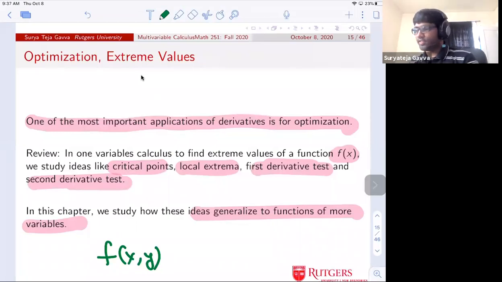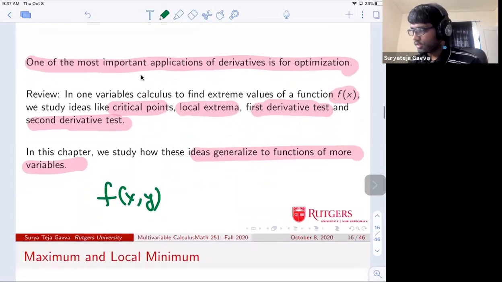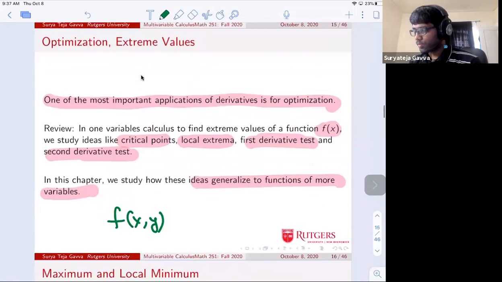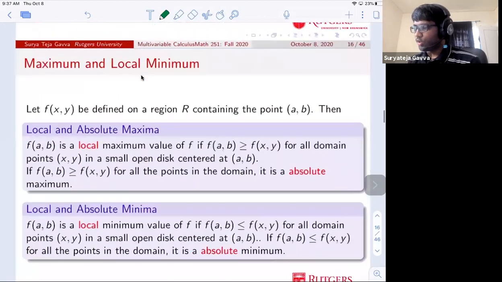In real life, there are too many things that a certain outcome will depend on, and you want to understand what is the best choice. You can think of x, y as the decisions that you make. So what choice of decisions will give me the best outcome?